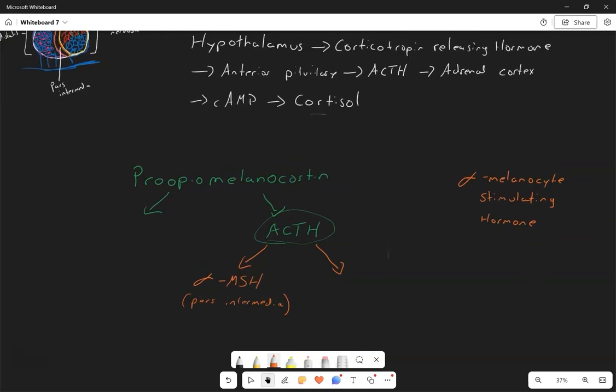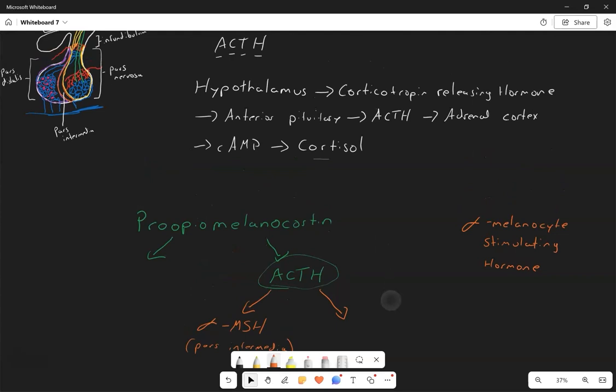So ACTH, or adrenocorticotropic hormone, is a little bit unique, and it's a little bit different depending on what vertebrate you're talking about and what region of the pituitary you might be referencing. So try to keep that in mind.